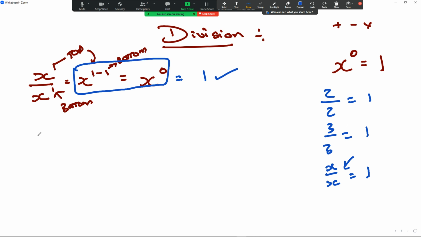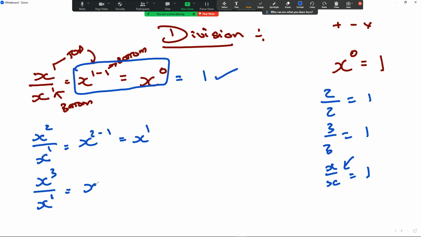So let's look at another example. Let's look at x squared over x. This is going to be x to the power of 2 minus 1, which is x to the power of 1. X to the power of 3 over x is the same as power of 1, so this becomes x to the power of 3 minus 1, which is x squared.